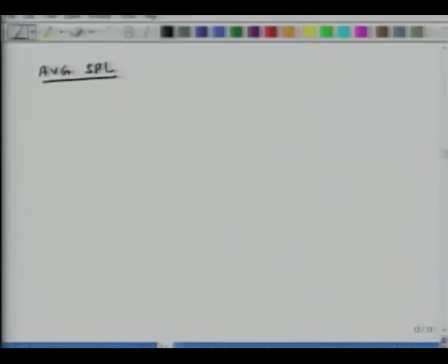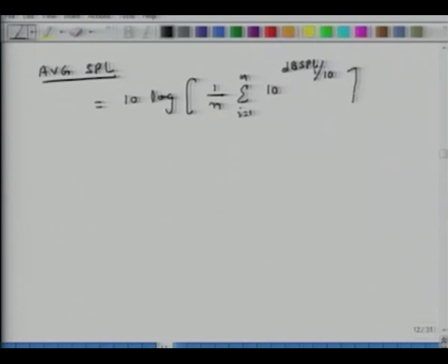So average SPL equals 10 to the power of log, 1 over n, sum from i equals 1 to n, of 10 to the power of dB SPL over 10, ith value. So it's 10 times the logarithm of this entire expression.